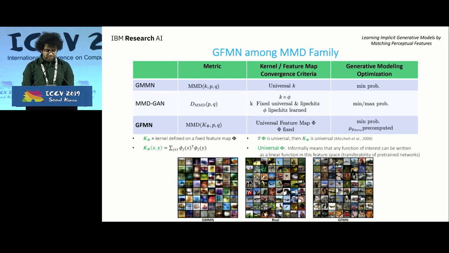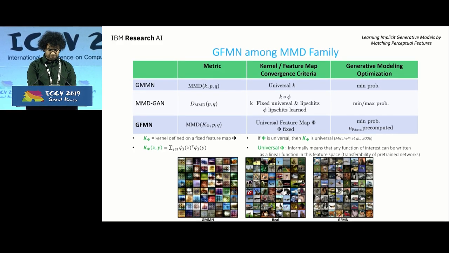This is how GFMN fits into the family. MMD-GAN involves learning a Gaussian kernel function, and it converges because the kernel is universal. While in GFMN, the kernel is established on a fixed feature map and also converges as the feature map is universal. However, MMD-GAN has the complexity of min-max optimization, while in GFMN, we simply optimize the MMD distance.